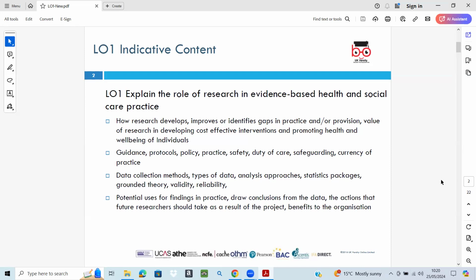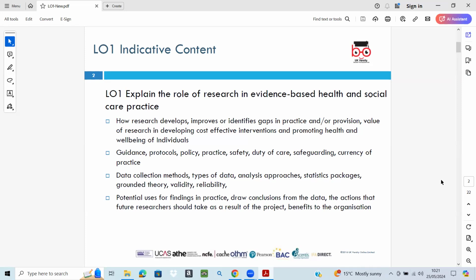Then we have validity. Validity is ensuring that the research measures what it intends to measure. An example is validating a questionnaire designed to assess patient satisfaction with healthcare services. If we discuss reliability, it's ensuring consistent results across different conditions and times.